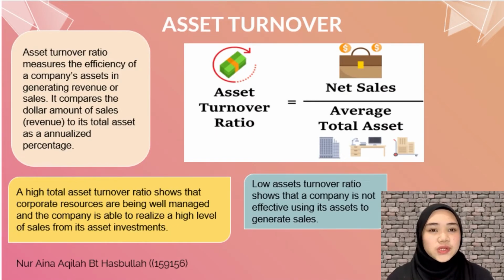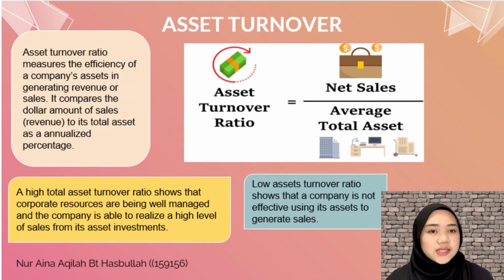Asset turnover ratio measures the efficiency of a company's assets in generating revenue or sales. It compares the dollar amount of sales to its total assets as an annualized percentage. The formula for asset turnover is net sales divided by average total assets.